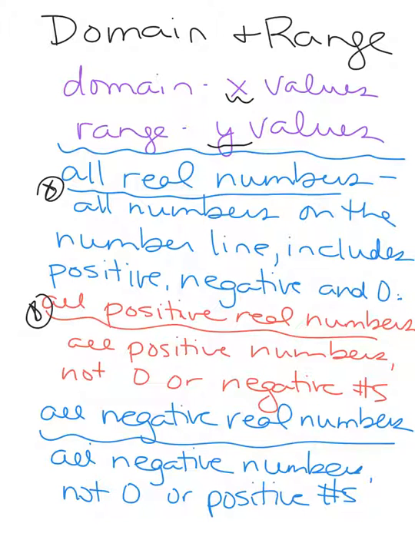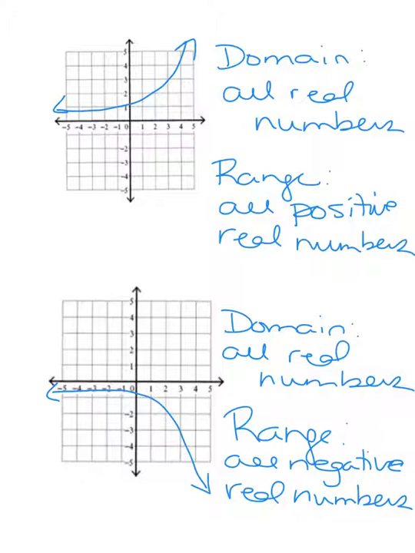When we're talking about all positive real numbers, again, obviously positive numbers, but we're not including 0 or negative numbers. Last one is all negative real numbers. So we're again using all negative numbers as it states, but we're not including 0 and we're not including positive numbers when we're talking about all negative real numbers. So here are some examples.